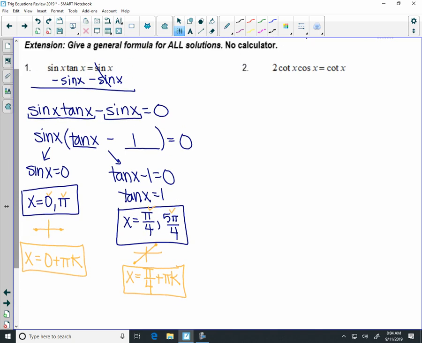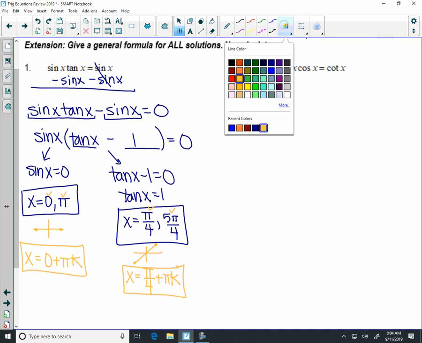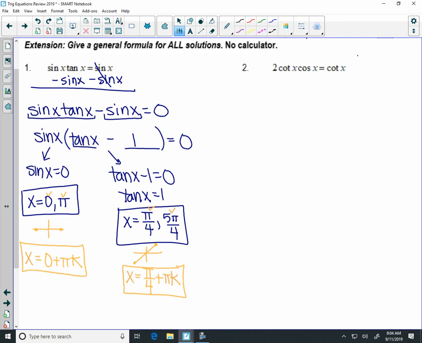All right, GCF is a big deal with these. So number 2 is another GCF problem. Instead of dividing by cotangent, we're subtracting it over.